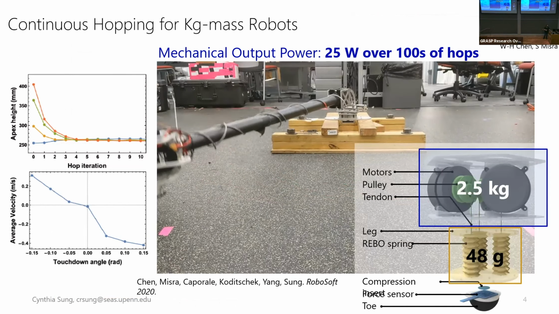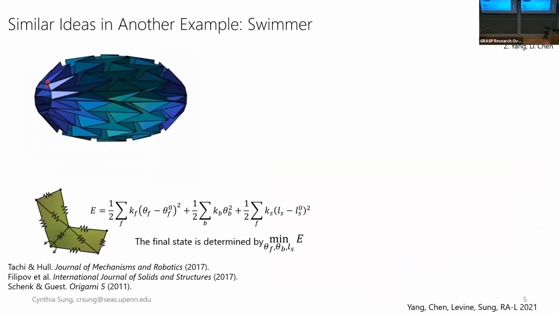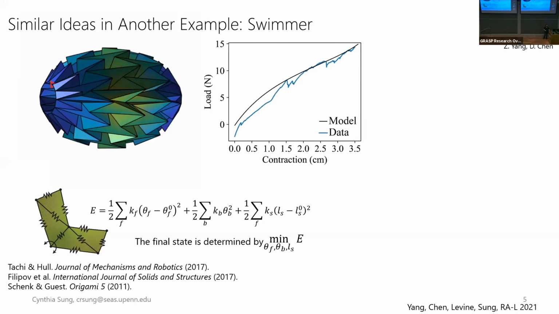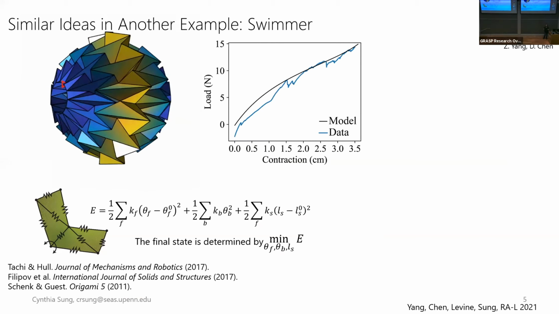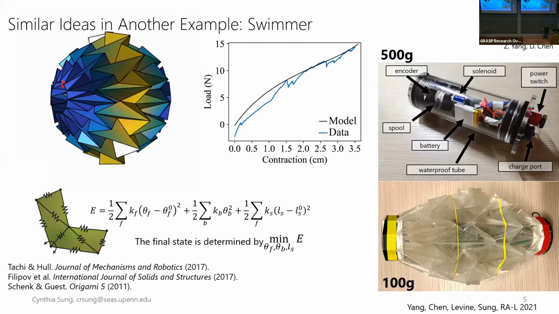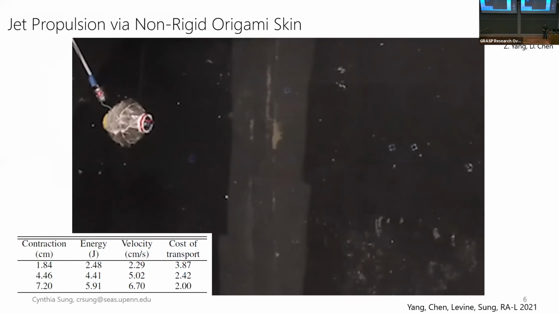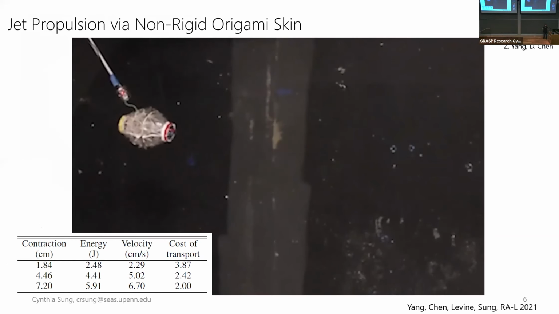So I can use these exact same ideas in order to model, in this case, a different pattern. This is what's called an origami magic ball. Again, I can predict what the force displacement response of this ball is. I can predict that it's going to change volume. I can add in some actuation mechanism. And then I can get a really interesting swimming robot that can change its volume and jet propel itself forward like a squid.